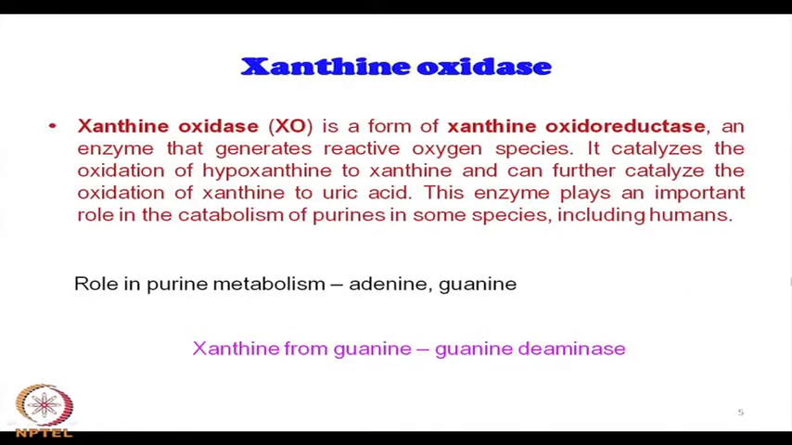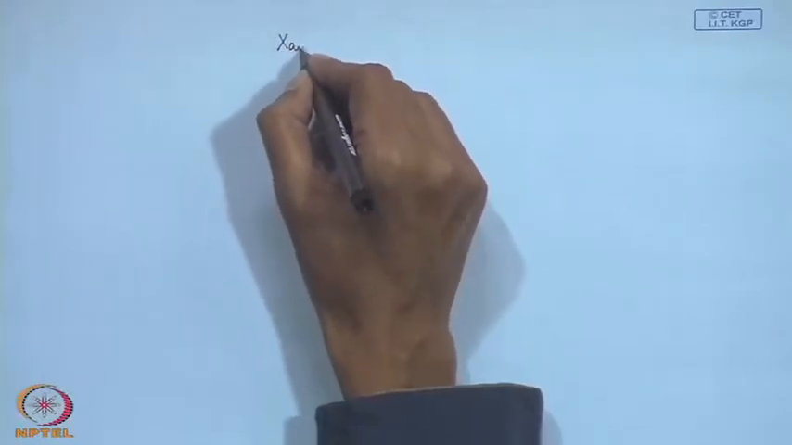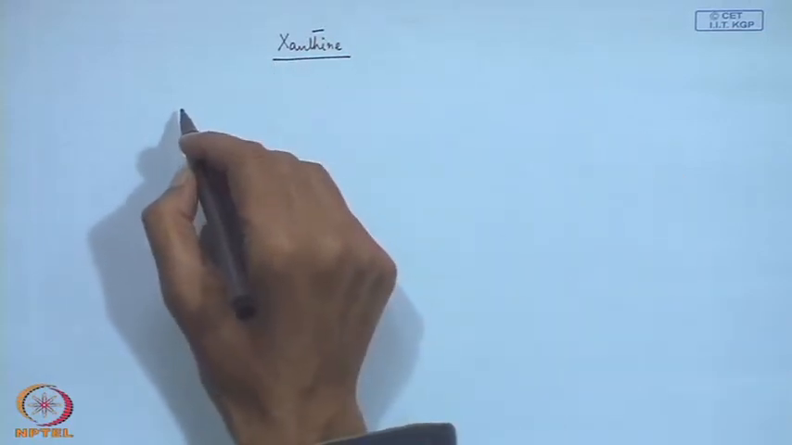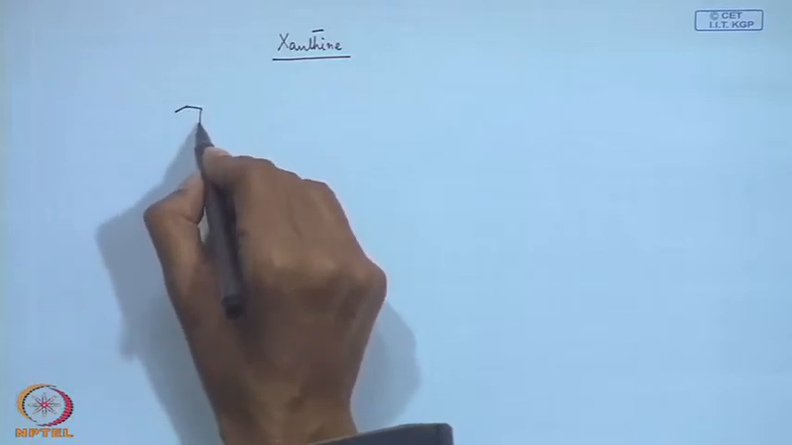Then next we will go for the corresponding system which is xanthine. So, xanthine molecules, what we get is the corresponding form that we get from guanine. So, xanthine we can make from guanine through the use of guanine deaminase. Not only xanthine, there are several other groups of molecules which are also interesting.